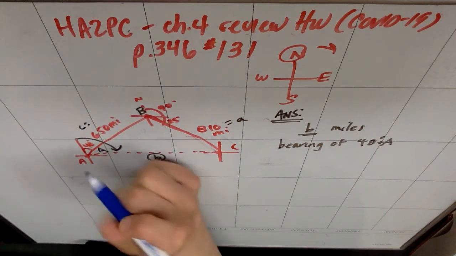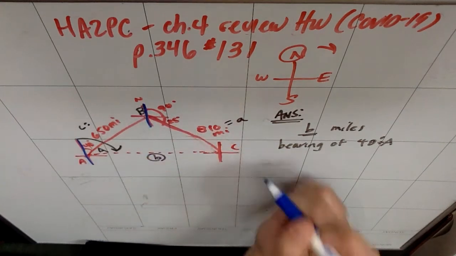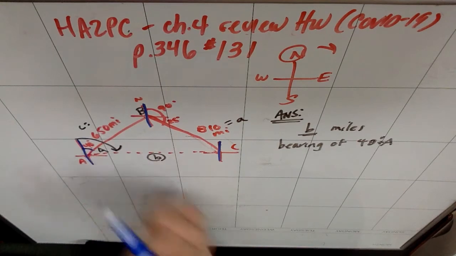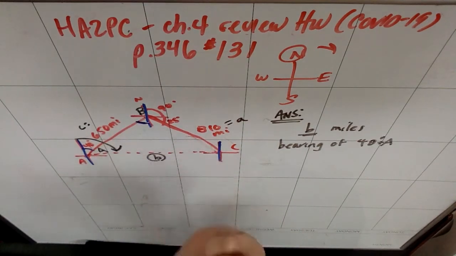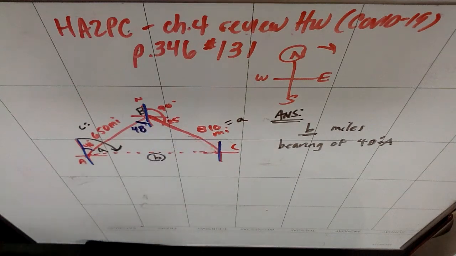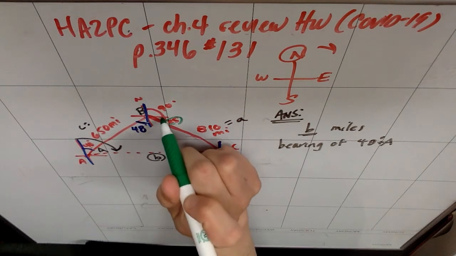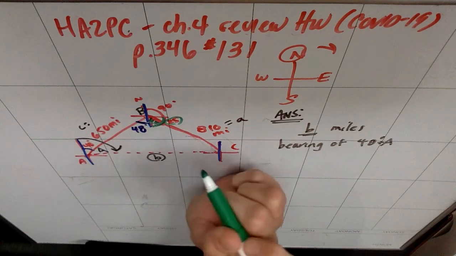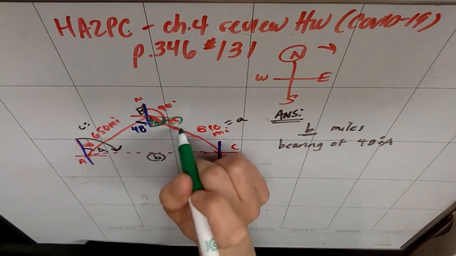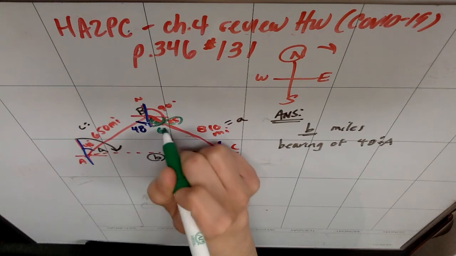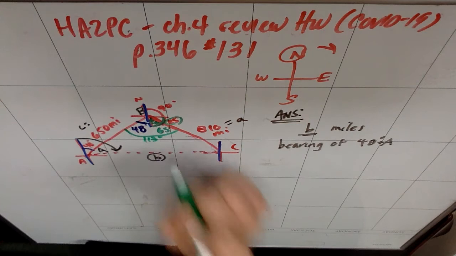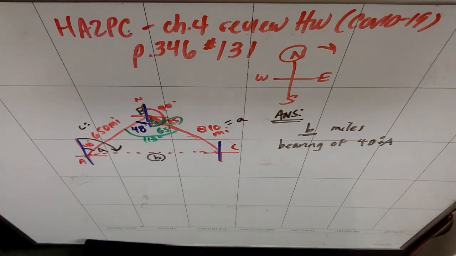So since north-south is parallel everywhere, right? If this is an angle of 48 degrees, then this guy, alternate interior angles, must also be 48 degrees, right? Since I know that this is a 25, and this whole quadrant right here has to add up to 90, this piece here must be whatever 90 minus 25 is, right? So that's a 65. So I get that this whole angle B must be a 113, right? 48 plus 65.